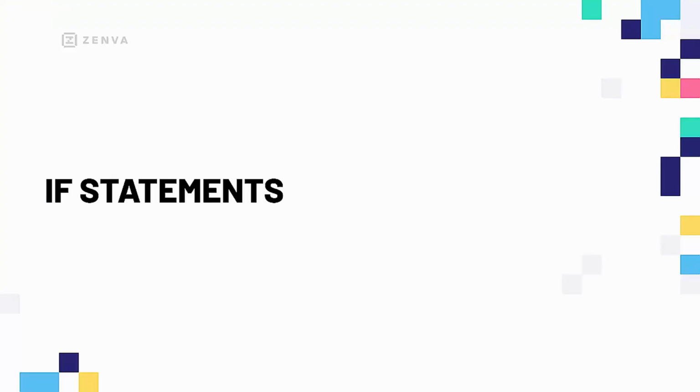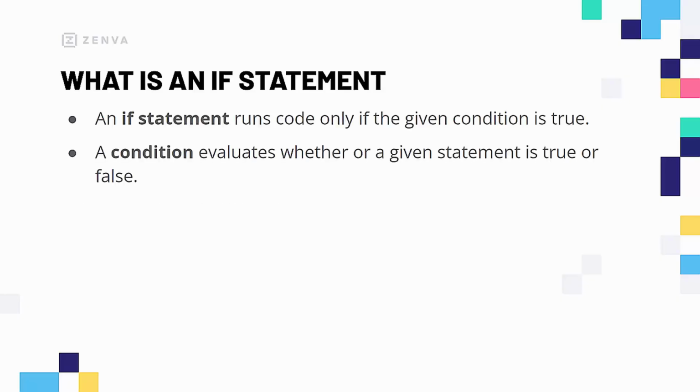Hey everyone, in this lesson, we are going to be looking at if statements inside of Defold with the Lua language. So what is an if statement? Well, basically, an if statement runs code only if the given condition is true. Okay, this is where we start implementing what's known as flow control.